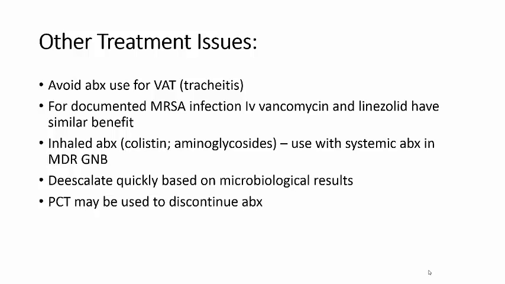For documented MRSA infection, IV vancomycin and linezolid have similar benefit, and that seems to be based on decent studies. So when do you use inhaled antibiotics, such as colistin and aminoglycosides, as an adjunct? They are asking you to use inhaled antibiotics only in combination with systemic antibiotics. In patients with documented multidrug resistant organisms, they want you to use them in combination. They don't want to use isolated inhaled. This is treatment, obviously. We are not talking about prophylaxis in cystic fibrosis, that kind of stuff.